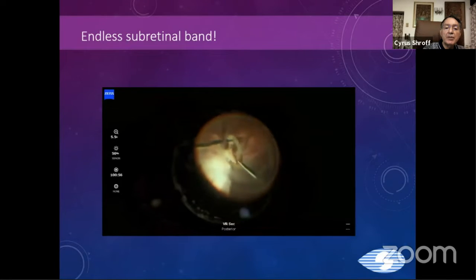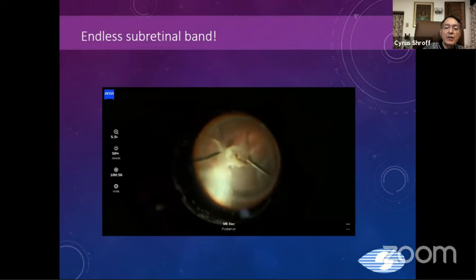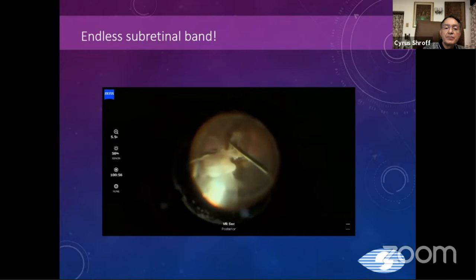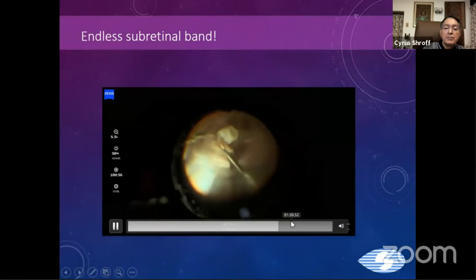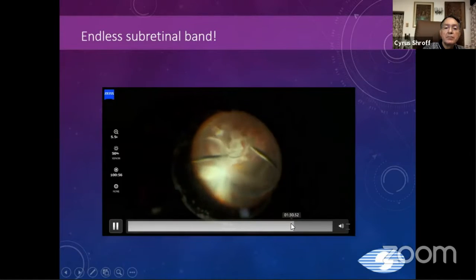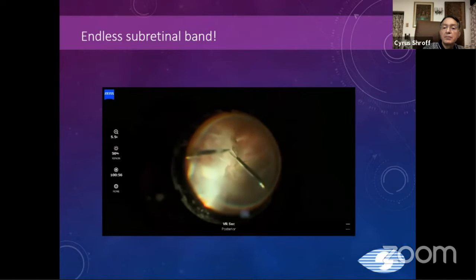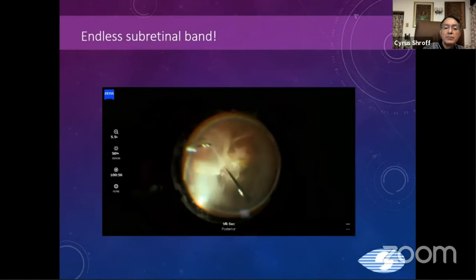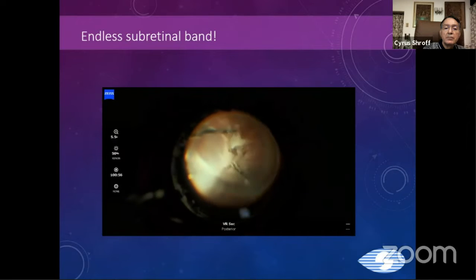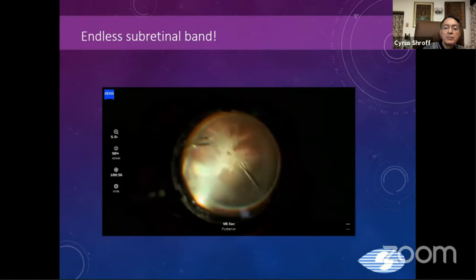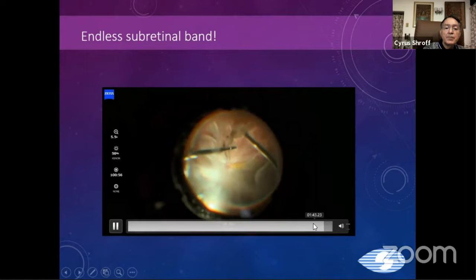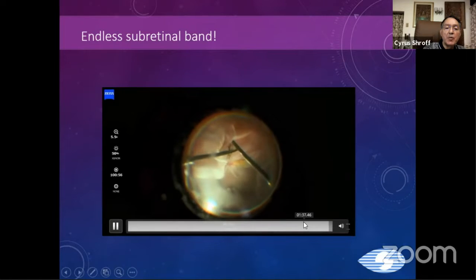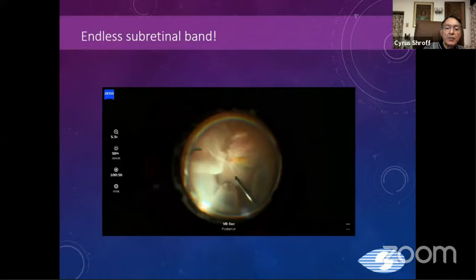Now we see this thick subretinal band being removed from the subretinal space there nasally. Once that is done, the retina becomes much more mobile and can settle, and we put silicone oil.